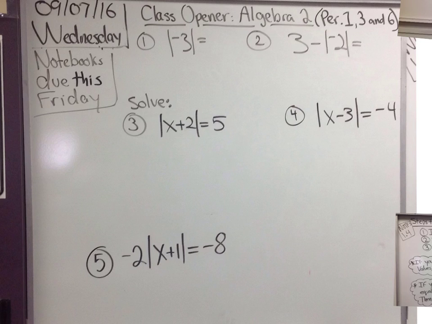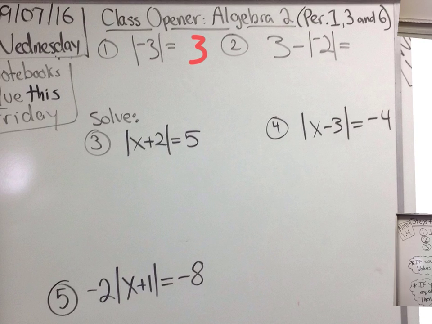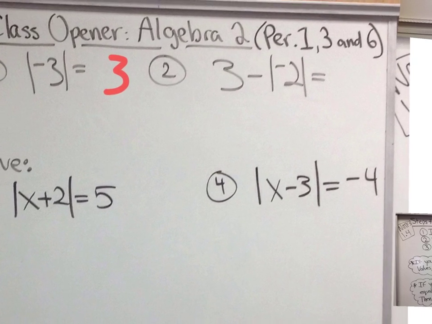Alright guys, this is what we had on the board as a class opener. Let's actually go through this. If we take a look at this first one, it's not even an equation. What's the absolute value of -3? It's simply +3. If we look at the next one, we're thinking, how are we going to do this?